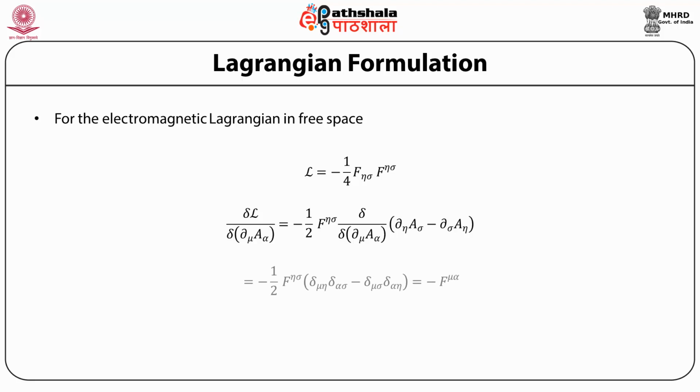This equals minus 1 by 2 into F eta sigma into within the brackets del mu eta minus del alpha sigma minus del mu sigma into del alpha eta, brackets close, which equals minus F mu alpha. Therefore, T mu nu is equal to minus of F mu alpha into del mu A alpha plus 1 by 4 into G mu nu into F alpha beta contracted with F alpha beta.